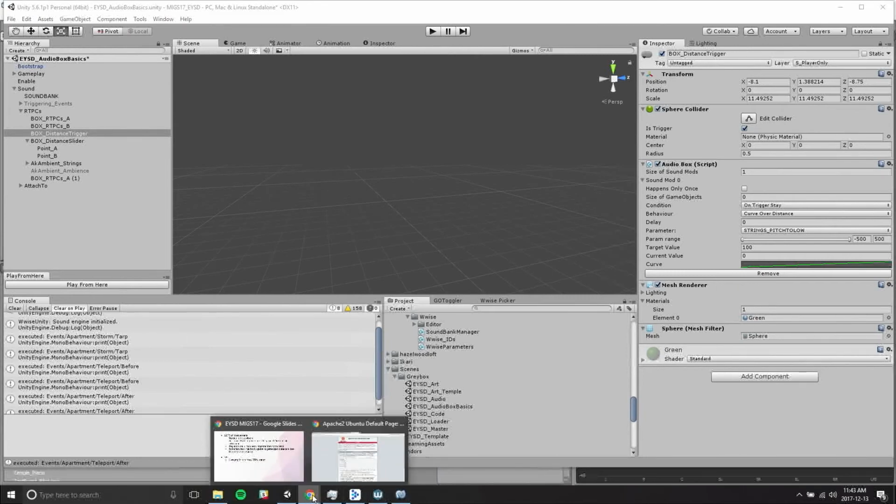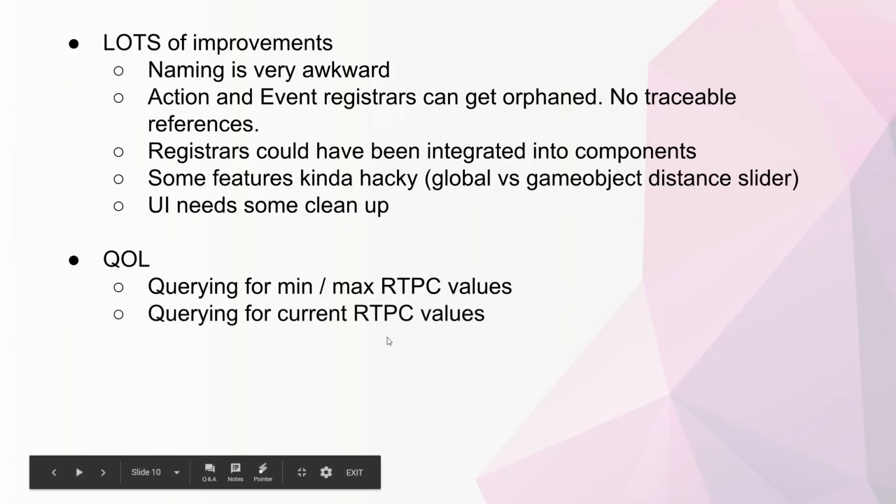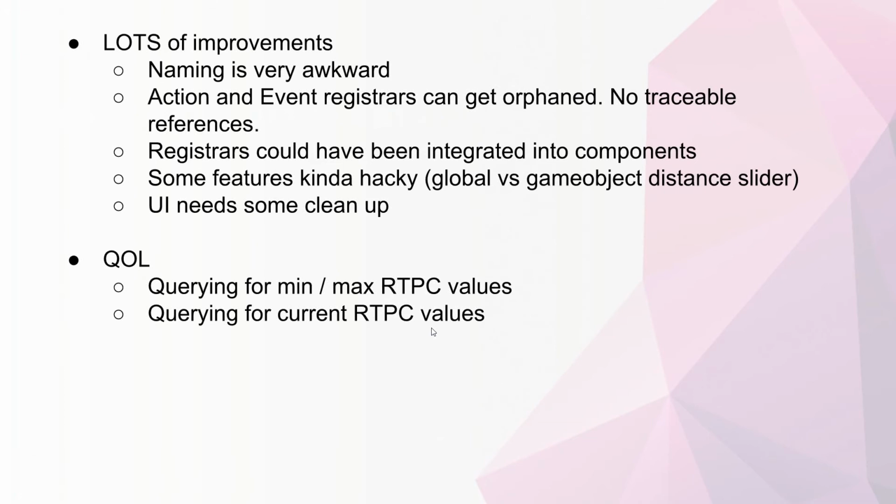Another similar one is being able to query for current RTPC values. It's impossible for us right now to do a get RTPC value and send a game object and an event name. It means that we have to be so on top of where we expect the player values to be. And in our game, that's a little more possible because it's a fairly linear game.